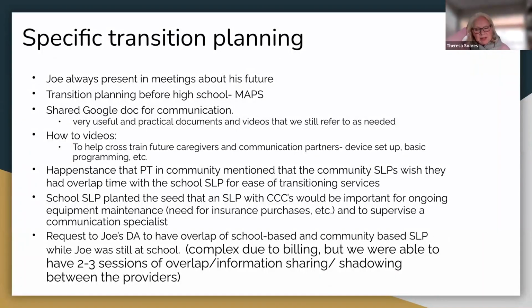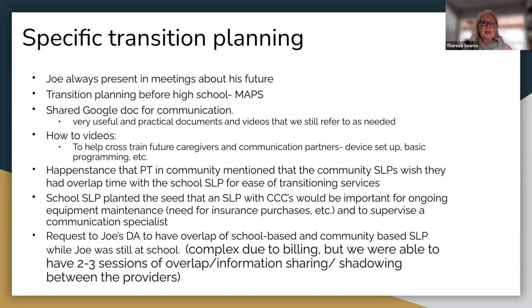So in terms of specific transition planning, I had to go through a mindset shift for myself. Instead of doing for Joe, I had to shift it to doing things with him. And that was a way to empower Joe to share what he thought he needed for himself. We made sure he was always present in meetings that were about him and his future, because he definitely wants to know what was going on and he has opinions. So he would share those with us.